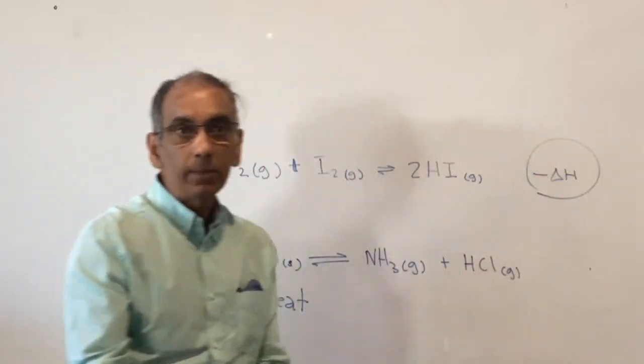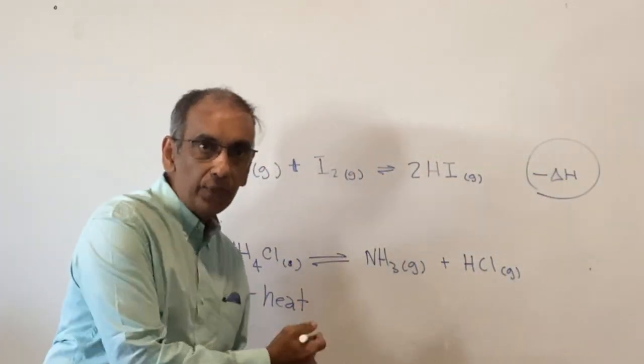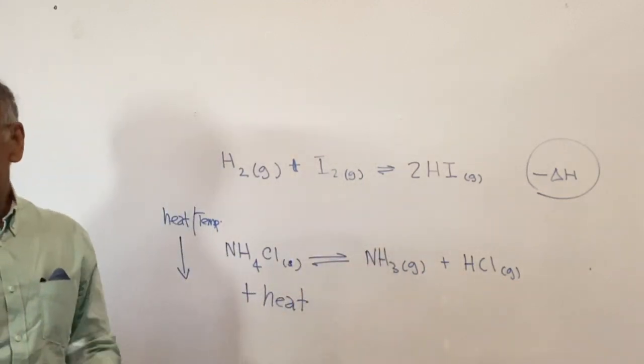And then once we see this negative sign, what do we mean? Exothermic. So what side will heat belong to? Product. And once we see a positive sign? Reactant. Right.